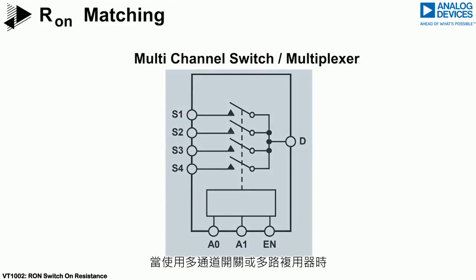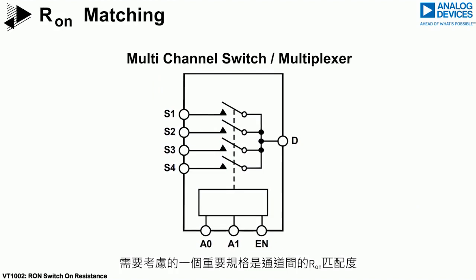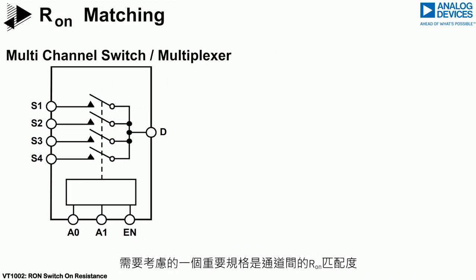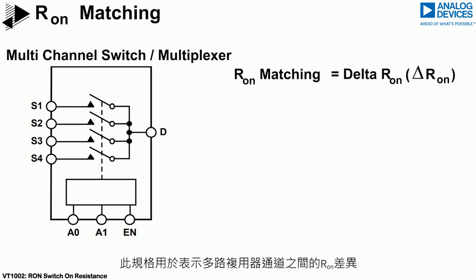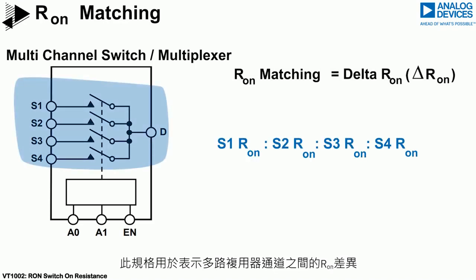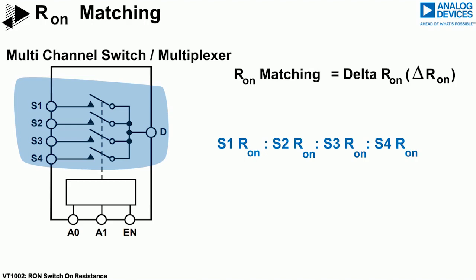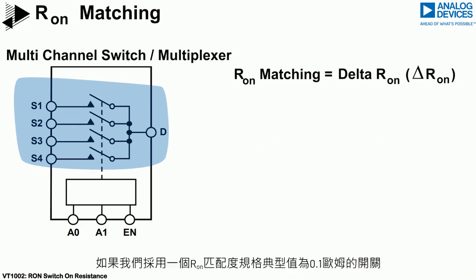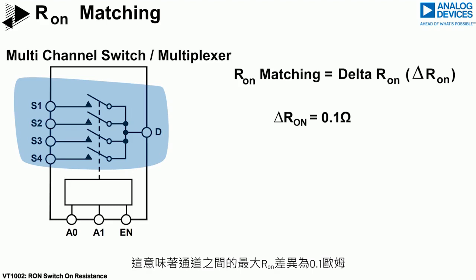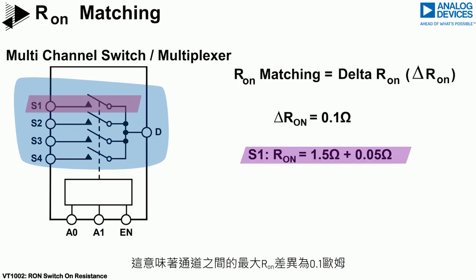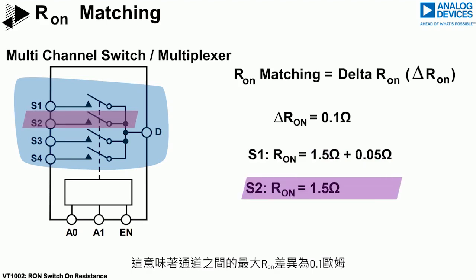When using a multi-channel switch or multiplexer, an important specification to consider is the Ron matching between channels. This is also known as delta Ron. This specification is used to show how the Ron differs between the channels of the multiplexer. If we take a switch with an Ron matching specification of 0.1 ohms typical, this means that the most the Ron of the channels will vary from one another is 0.1 ohms.